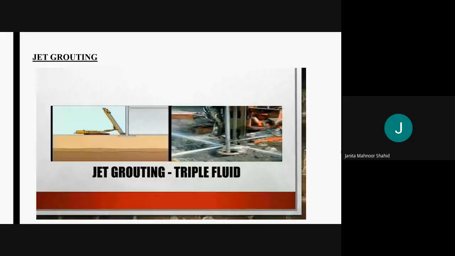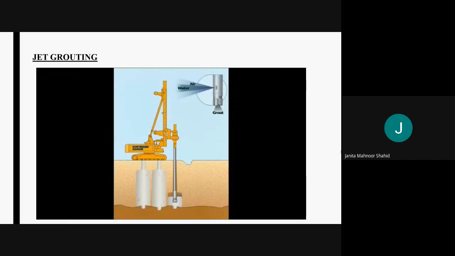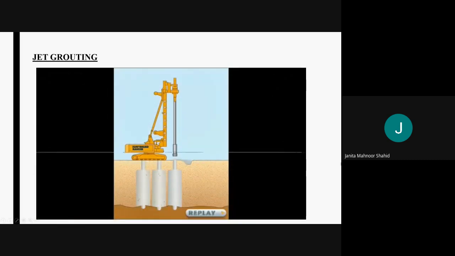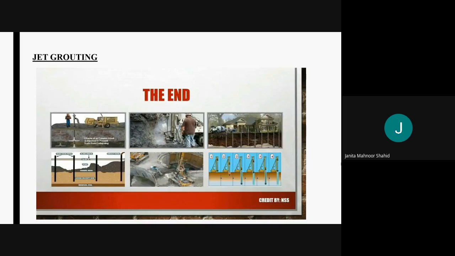This is the single fluid system. This is the third, triple fluid system. The last method is blasting.